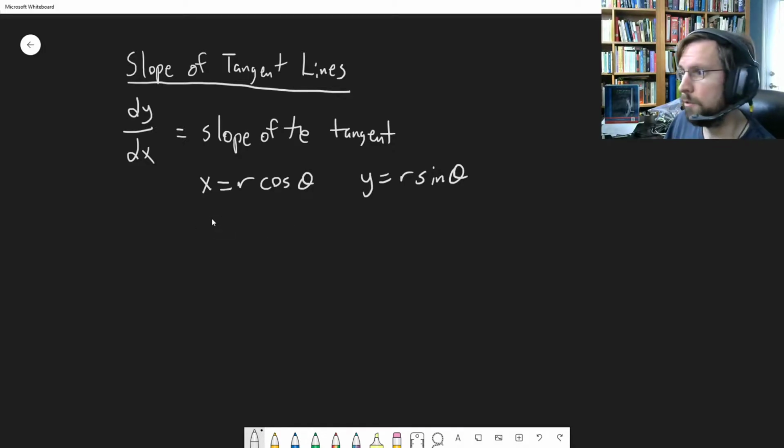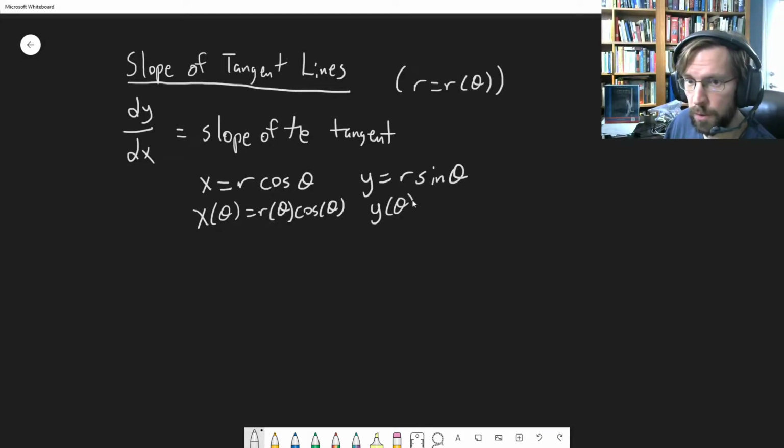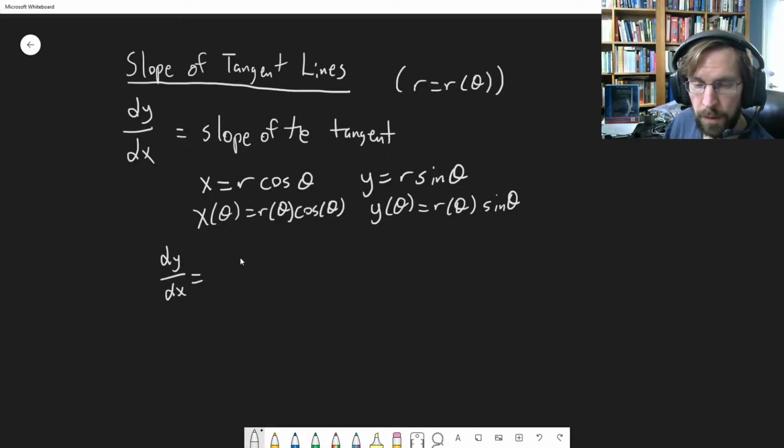But if we think about our equation in polar form, r equals some function of theta, that means x is a function of theta and y is also a function of theta. This is really just a parametric equation where our parameter is theta. So that means dy/dx is going to be dy/d theta divided by dx/d theta.